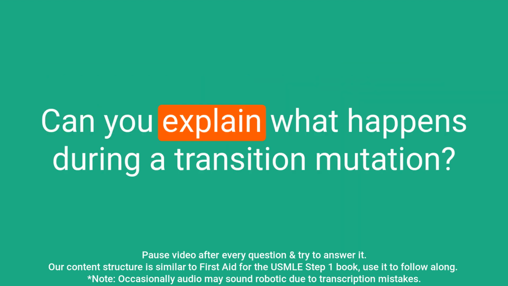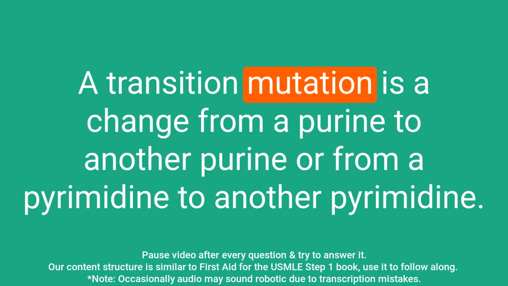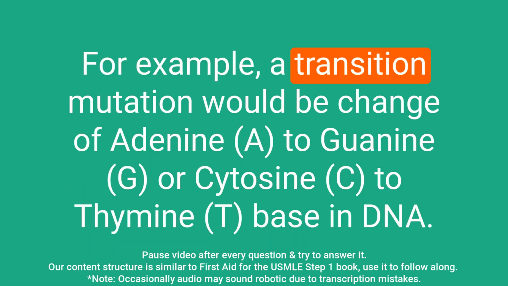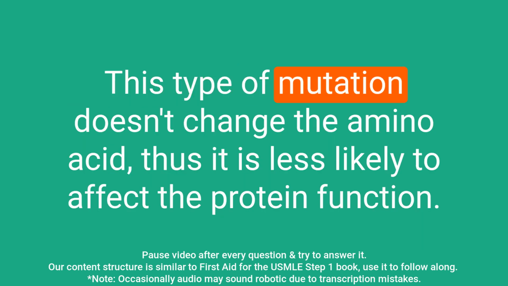Question: Can you explain what happens during a transition mutation? Answer: A transition mutation is a change from a purine to another purine or from a pyrimidine to another pyrimidine. For example, a transition mutation would be a change of adenine to guanine or cytosine to thymine base in DNA. This type of mutation doesn't change the amino acid, thus it is less likely to affect the protein function.